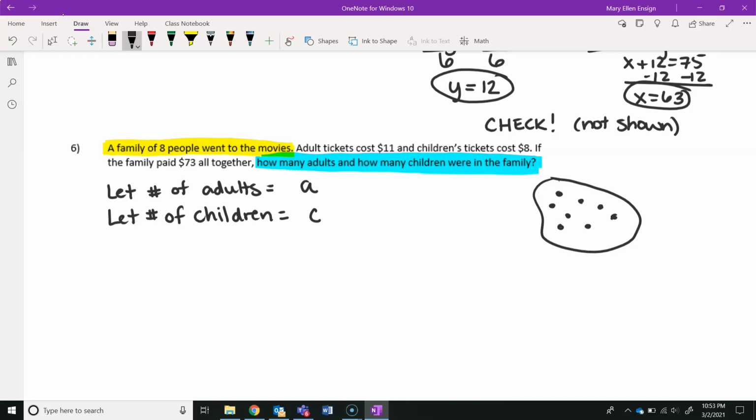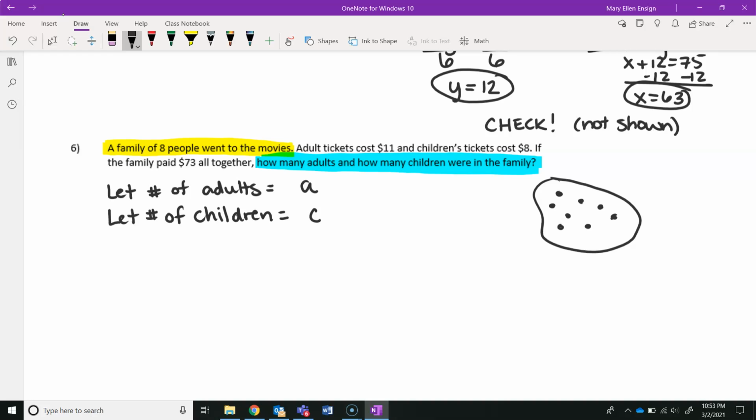Okay, and some of them are adults and some of them are children, and we don't know how many there are of each yet. But we can find that out given the information, because if you think about it, if 8 adults went to the movies, it would cost a certain amount. If 8 kids went to the movies, it would cost a very different amount. It's kind of like a spectrum between all adults with no children all the way to all children with no adults, or anywhere in there.